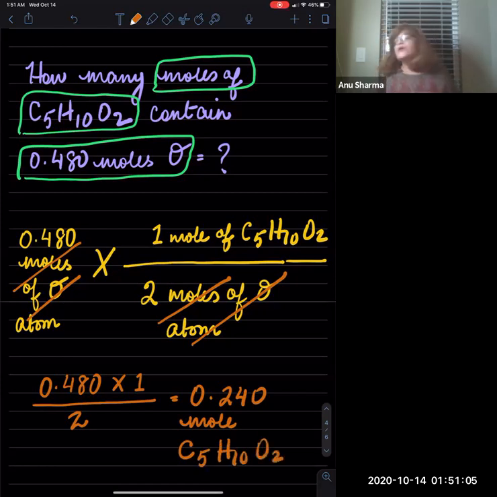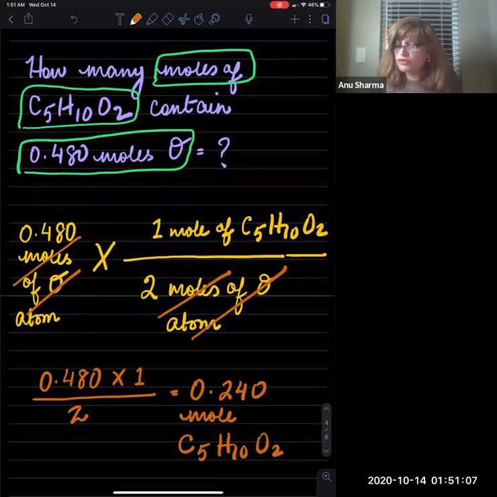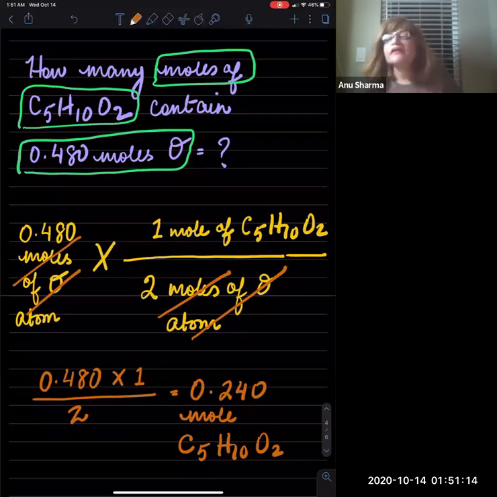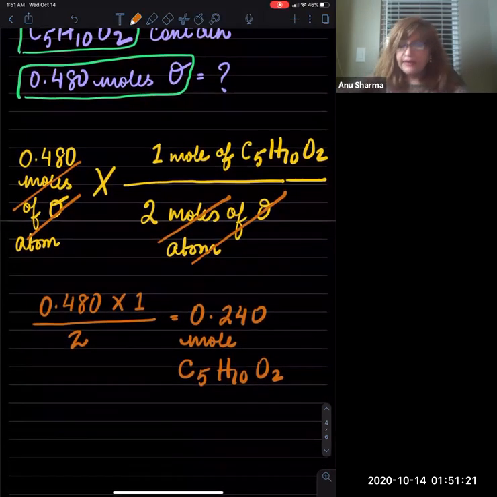Okay, so these are the parts to whole problems, which will be useful in determining the empirical and the molecular formulas. So at this point, I'm going to stop recording, and thank you for watching.